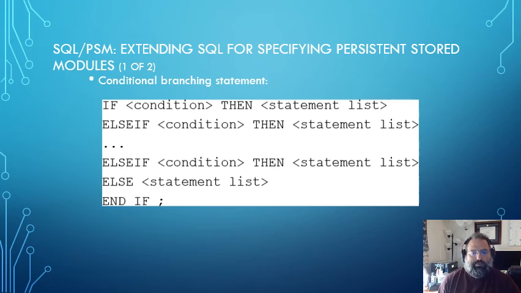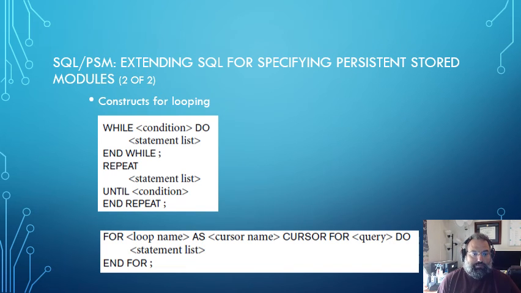SQL/PSM, extending SQL, specifying persistent stored modules. Conditional branching: most SQL implementations have some form of conditional branching inside of the code, and they also typically have some form of iteration, even though it may not necessarily be a great idea. That's where looping comes in: while condition do, and then end while. Sometimes you have begin and end blocks inside of those loops as well. Repeats and fors are not too uncommon, but they often go against the set-based orientation of most database systems, so they are something to be done with caution.